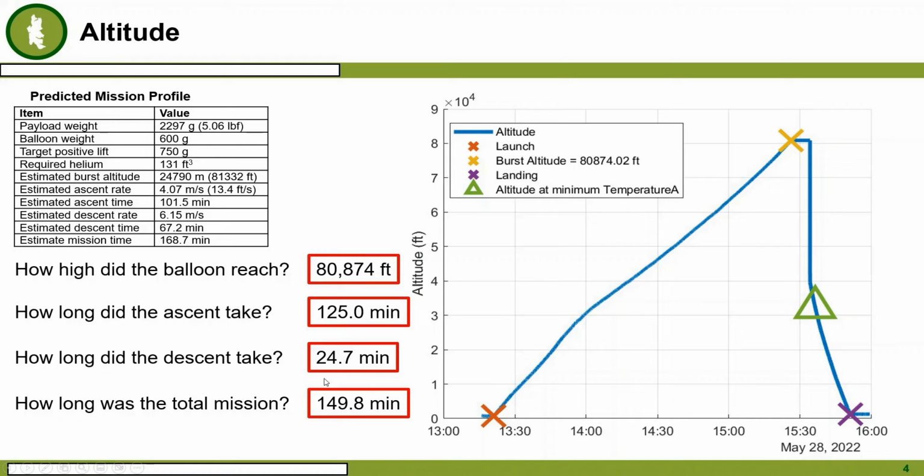The descent rate also was a little bit off. We descended a little bit faster than we anticipated. We'll take a look at that in a second. But long story short, our whole mission took about 150 minutes from launch to landing. So here's the rough profile, and we're going to take a closer look at this in a second. I just want to look at some of the high-level stats to start.